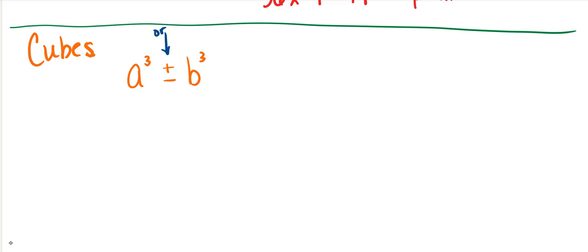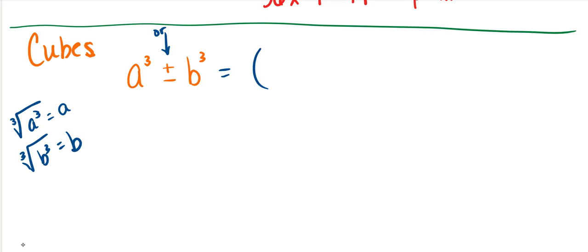That means we're going to do a formula, one that works for plus and one that works for minus. They just look the same. I'll explain it as we go. Your first step is still going to be to cube root your pieces here. So if I cube root a to the third, remember a cube root has a little 3 there, I get a. And if I cube root b to the third, I get b.